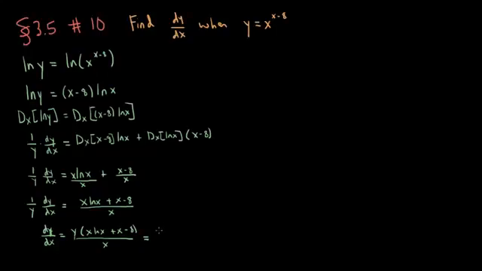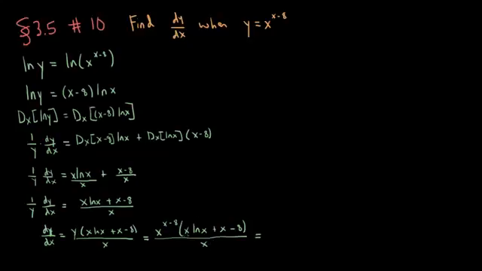So we can say this equals x to the x minus 8 power times x natural log x plus x minus 8, all over x. Now the last little thing to do is to notice we have an x raised to a power in the numerator and x raised to the first power in the denominator.